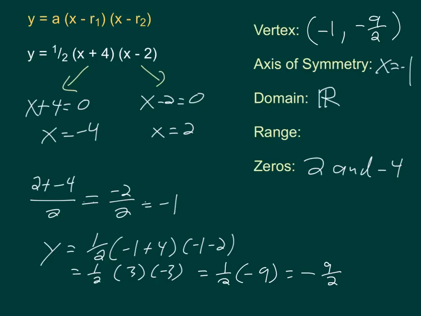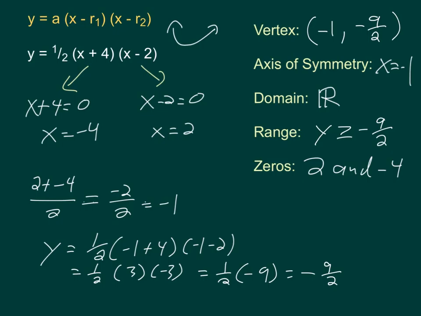And then the last thing I could probably find here is the range. The range is going to be connected to the fact that my value for A is positive. So my parabola opens up. It's actually going to be opening up and wide. And therefore I have a minimum value at negative 9/2. I must have everything above it then. So my range is y is greater than or equal to negative 9/2.